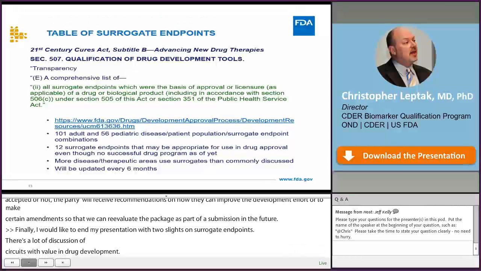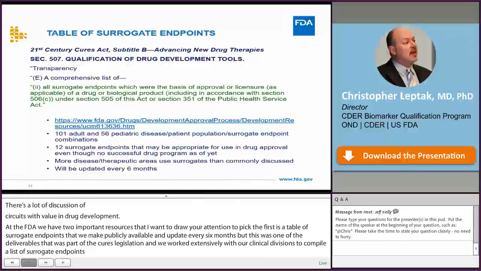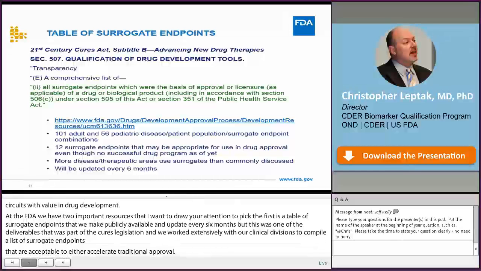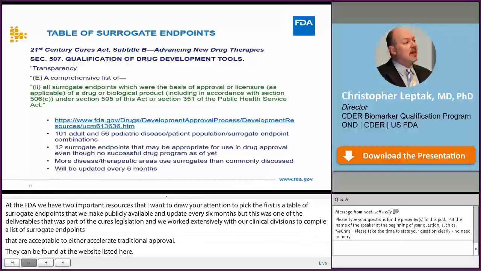This was one of the deliverables that was part of the CARES legislation, and we've worked extensively with our clinical divisions to compile a list of surrogate endpoints that are acceptable to either accelerated or traditional approval. They can be found at the website listed here. What you'll find when you look at the resource is that there's hundreds of surrogate endpoints that can be used for various disease and patient population combinations. And so I highly encourage you to look at that.